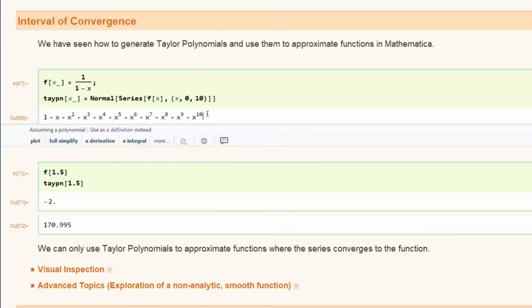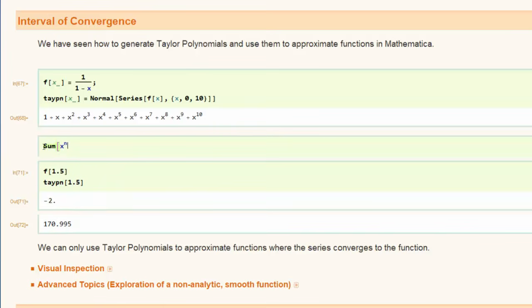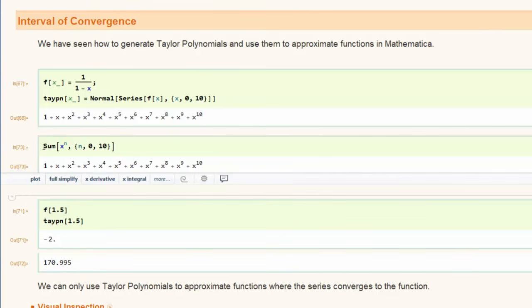Well, in this specific case, I can see a pattern from the terms of my series, which means I could write this in a closed sum form, where the formula for each term is x raised to the n. I can test that hypothesis for my equation for the terms by using the sum command. If I use the sum command with this equation and I let n go from 0 to 10 to see the first 11 terms, I can see that really is a good equation representing this series.